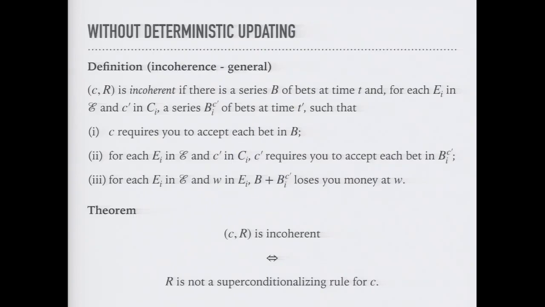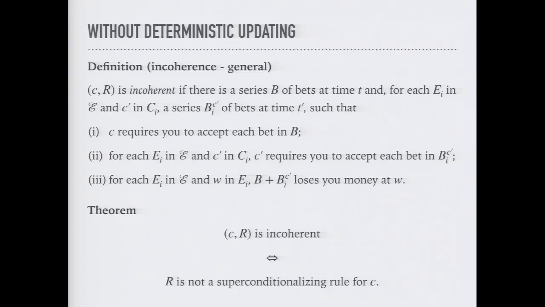Suppose we're in the non-deterministic case, the very general case where we're just not assuming whether it's deterministic or not. Now suppose there's some series of bets that I have at the first time. And then for each piece of evidence I might receive, and each credence function I'll endorse, using the language of plans, some series of bets at that later time, such that my prior requires me to accept all the first bets, and for each piece of evidence I receive and response to it that I endorse, that response requires me to accept each of the bets in this.